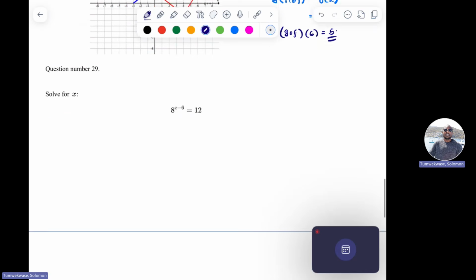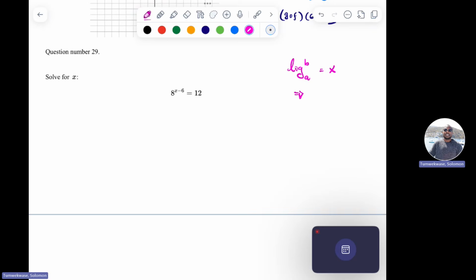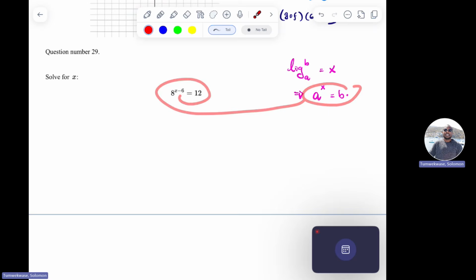And remember, if you remember very well, if I had logarithm base a of b is equal to x, then this means a to the x is equal to b. The base remains the base, the result becomes the power, and the power becomes the result, right? So whenever I have something like this, I can write it like this. So compare it to this: A is my 8, B is my 12, and X is my X minus 6.